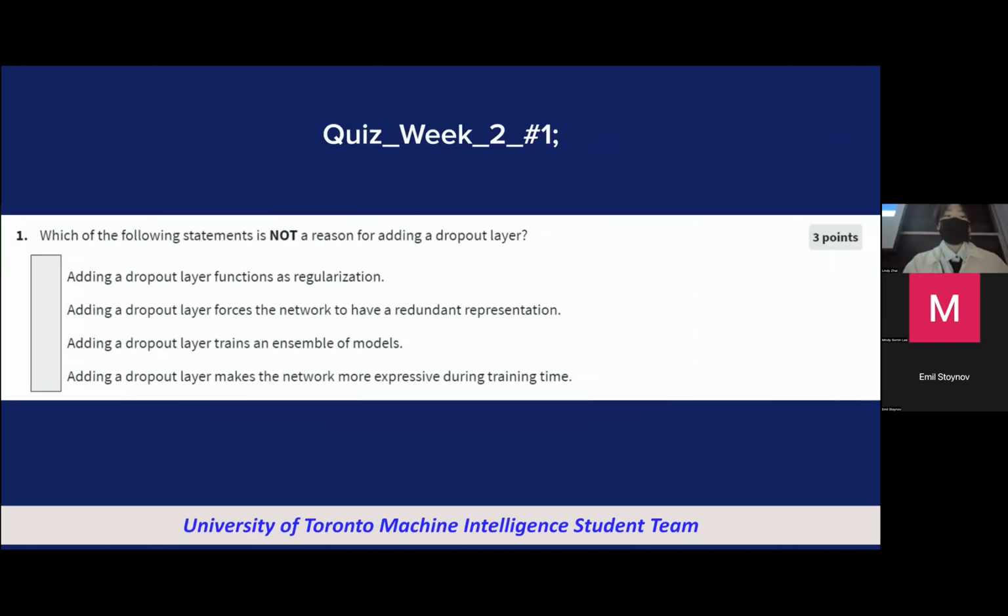The first question is, which of the following statements is not a reason for adding a dropout layer? So adding a dropout layer, as we just said, the first one is obviously the reason why we added it. Does anyone want to take a guess first? It's okay to be wrong. Is it the second one?